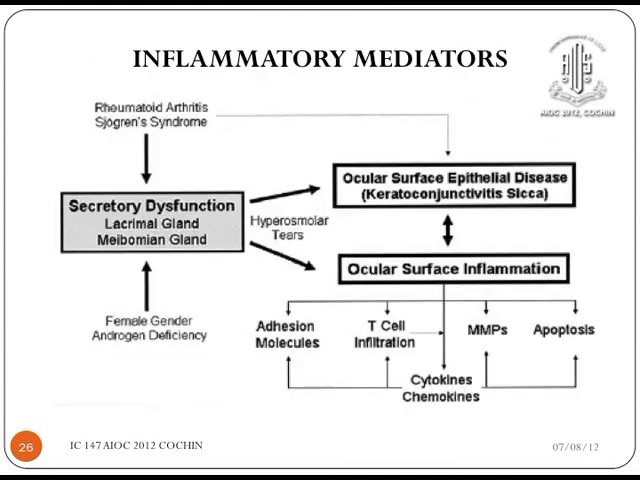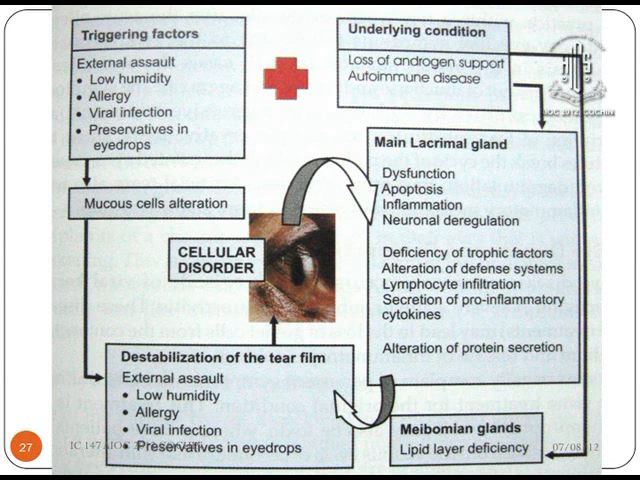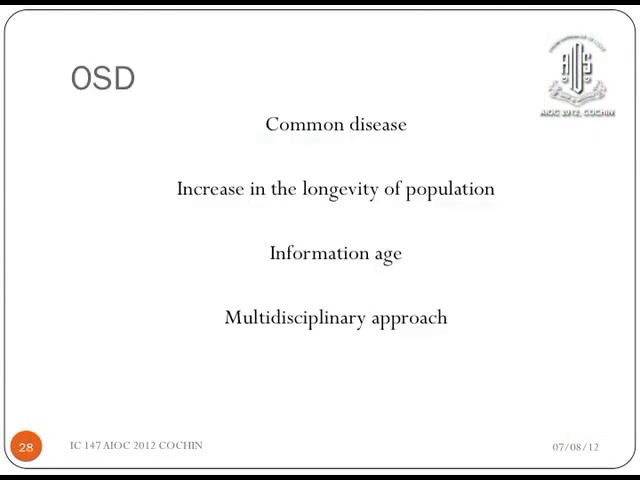So, inflammatory mediators, especially in conditions like rheumatoid arthritis, cause altered secretory function of the lacrimal gland and meibomian gland, and lead to hyperosmolar tears. Ocular surface epithelial disease and ocular surface inflammation cause release of cytokines and chemokines, and affect adhesion molecules, T cells, matrix metalloproteinases, and apoptosis of goblet cells. So all these triggering factors, destabilization of the tear film, underlying condition, and dysfunction of the main lacrimal gland and meibomian gland all lead to a cellular disorder leading to dry eye disease. So, thank you.